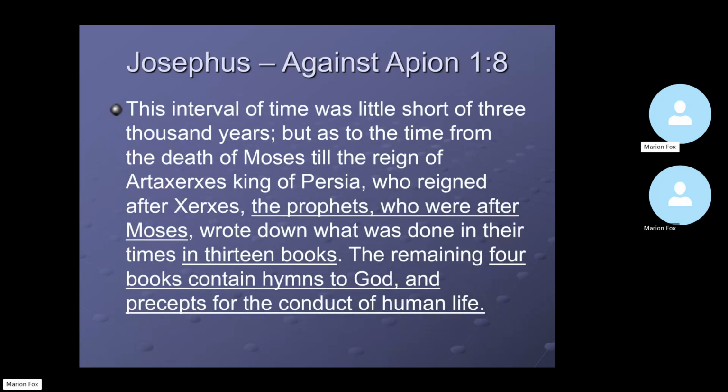"The interval of time was little short of 3,000 years, but as to the time from the death of Moses till the reign of Artaxerxes, king of Persia, who reigned after Xerxes, the prophets who were after Moses wrote down what was done in those times in 13 books." So we have the 13 books, and that would be your books of the prophets. "The remaining four books contain hymns to God and precepts for the conduct of human life." That would be the Song of Solomon, Proverbs, Psalms, and Ecclesiastes. Those are the books he's talking about there.